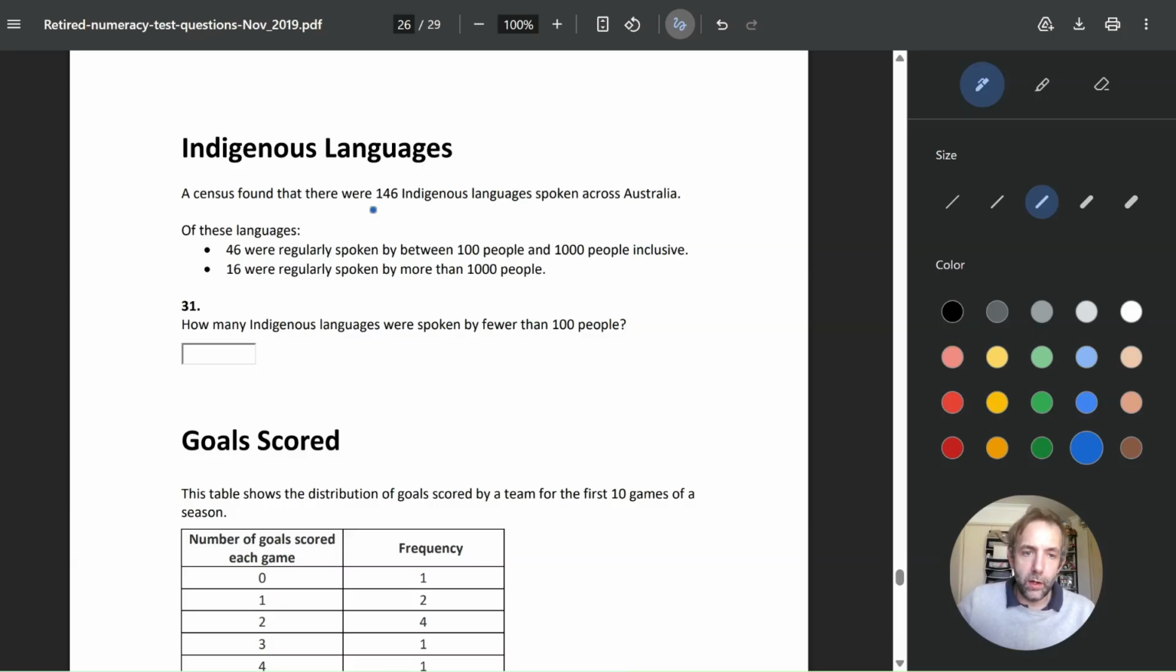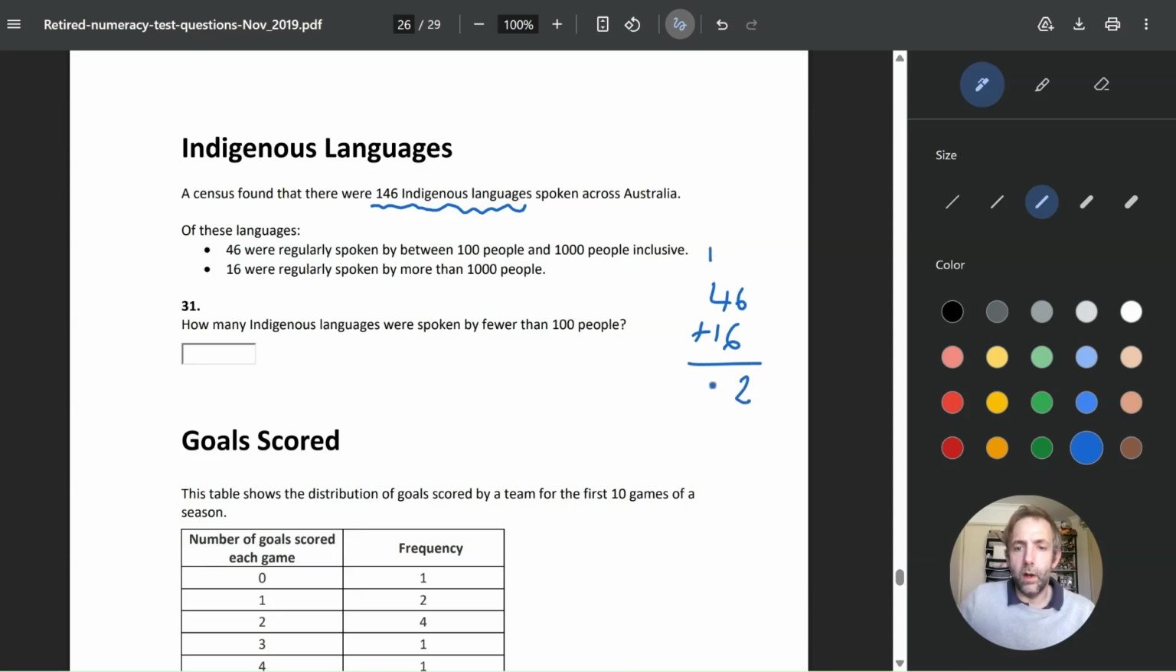But what we're going to do is we're going to focus on the facts that 146 indigenous languages are spoken across Australia. And it says 46 of them were spoken between 100 and 1,000 people inclusive. So in other words, 100 to 1,000, but you include 100 exactly and include 1,000 exactly. 16 were spoken by more than 1,000, so 1,001 and upwards. So if we add them up, 46 plus 16, I'm going to use a column to try and make things clear. 6 plus 6 is 12. I carried a 1.